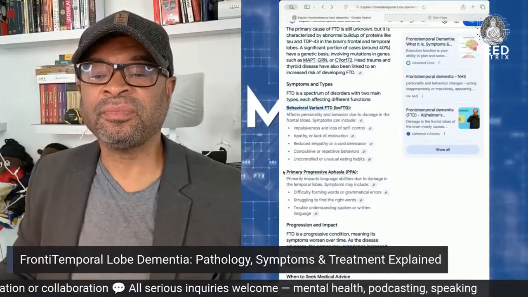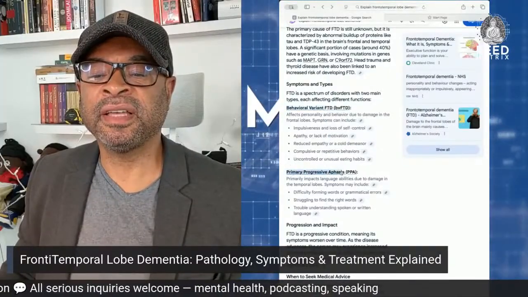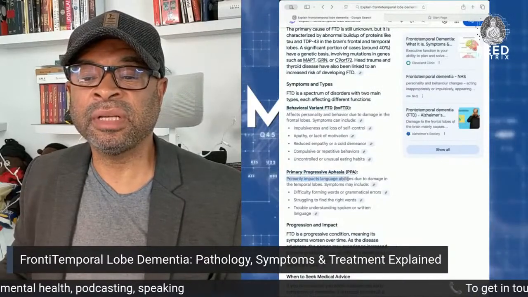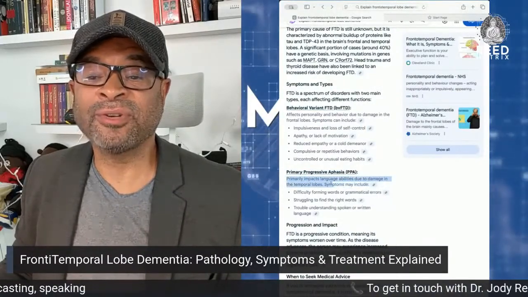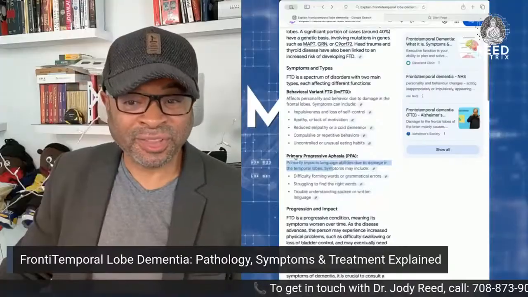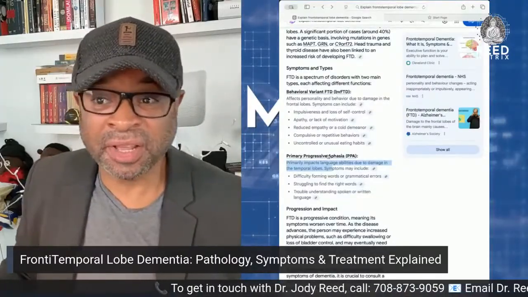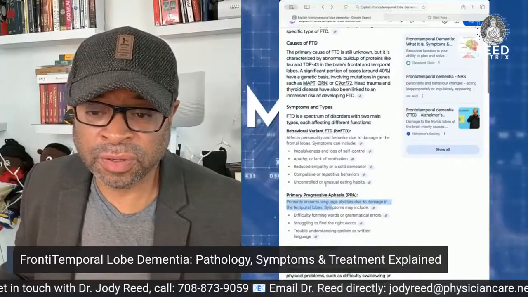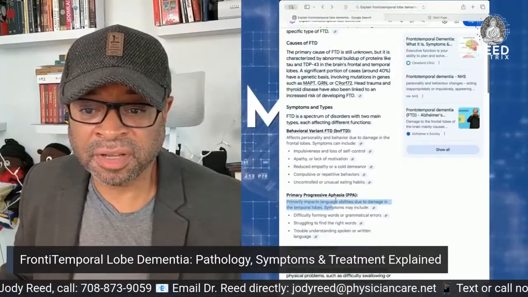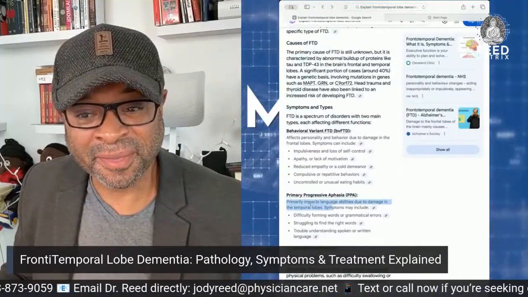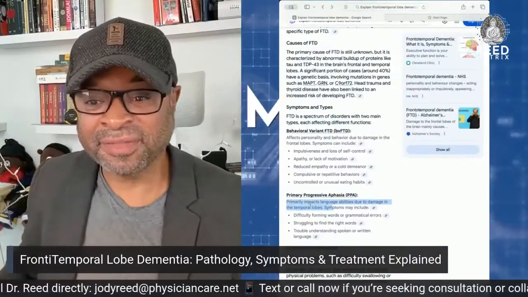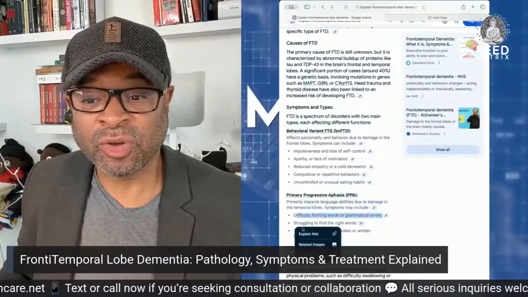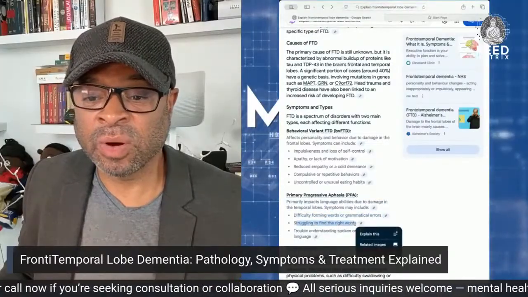You know, primary progressive aphasia. Okay, it primarily impacts language ability due to damage in the temporal lobes, right? So the communication issues, right? So look at this. Imagine a 45-year-old patient with an aphasia, speaking difficulties and things like that. Difficulty forming words and grammatical errors, struggling to find the right word.